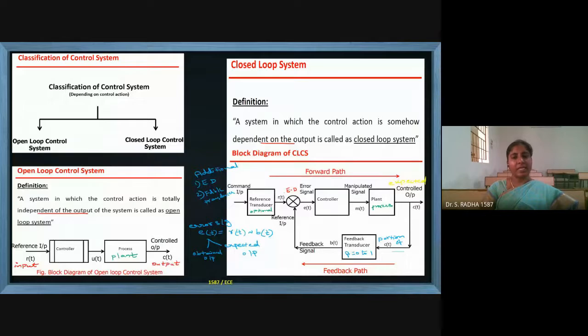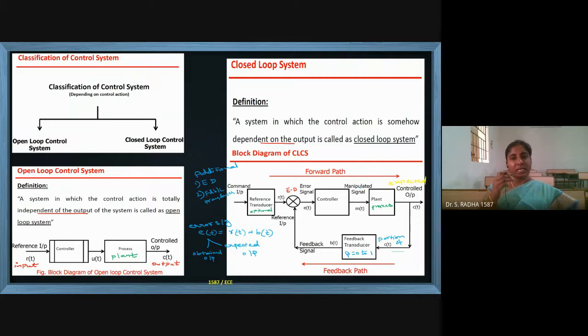Based on that, it will create the error signal and give it to the controller. Now the controller will do manipulation on the signal, meaning any amplification or attenuation, ups and downs will be created internally. This controller will operate.